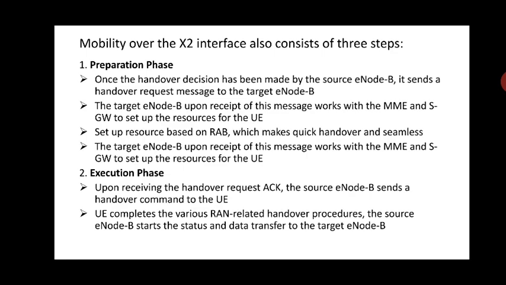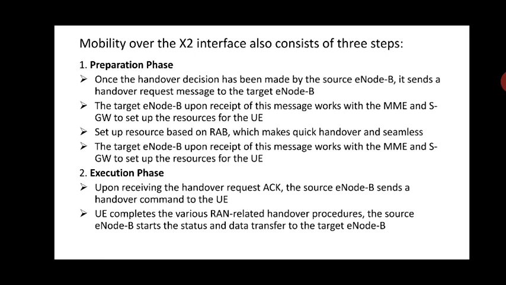Okay, these are the steps of operation here. Once the handover decision has been made by the source E node B, it sends a handover request message to the target E node B. Who will be giving the request? It is generated from the user equipment to the nearby base station. There is an E node B, and it will send it to the target E node B.